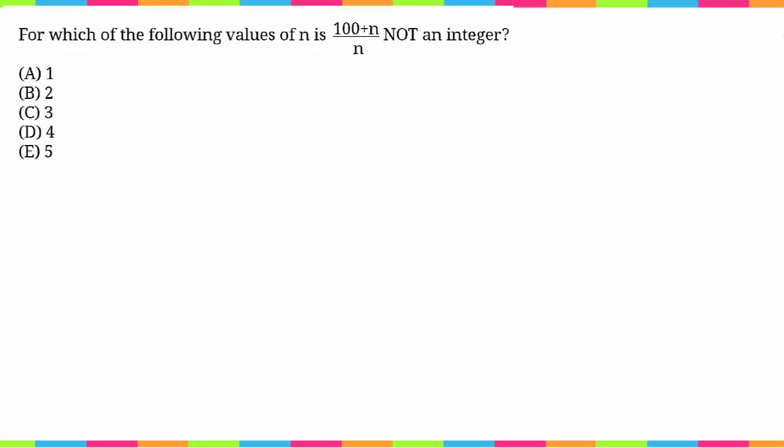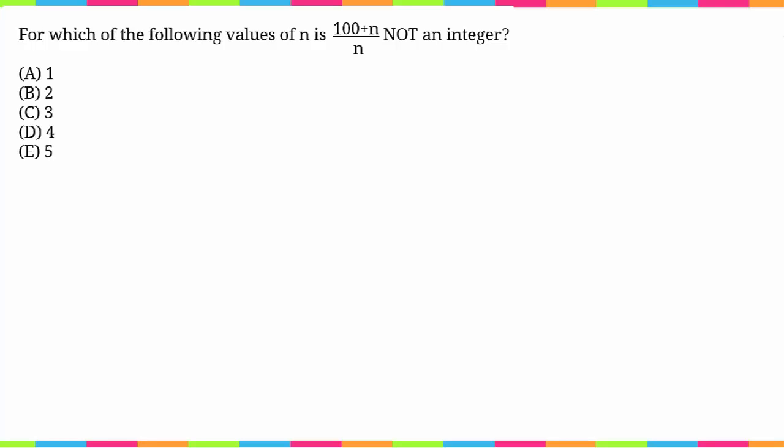Today we are working on an arithmetic question, specifically a properties of a number question. The question says, for which of the following values of n is (100 plus n) over n not an integer? Just to give you a quick recap, an integer is a whole number that can be negative, positive, or 0. So it could be -5, it can be 1, it can be +5, etc. It cannot be something like 8.99, or, let's say, 10 1/3, for example.